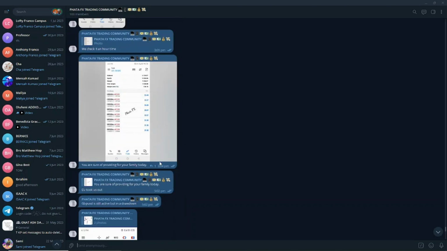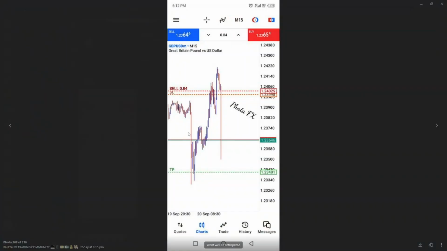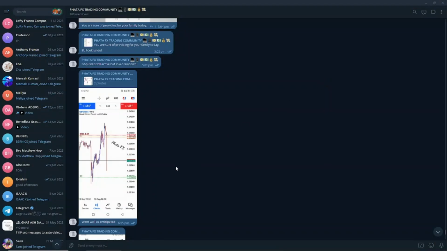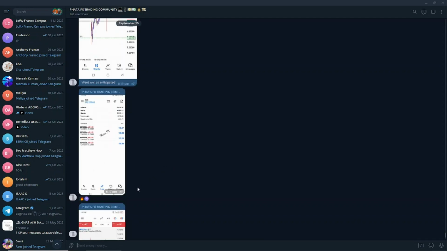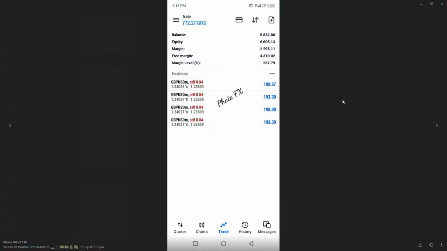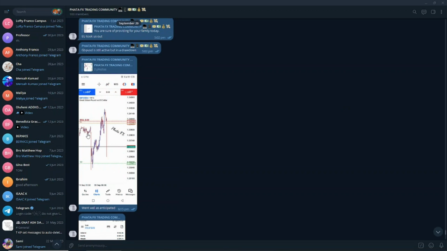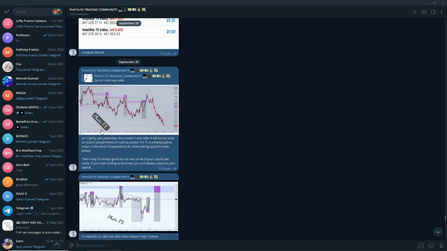So when price got there, we were actually inside, and this was how the market really played out. It really played out nicely for us. As you can see, we made a lot of profit. Our community members were very happy to have taken these signals with us. And this is not the only signal that went successful.